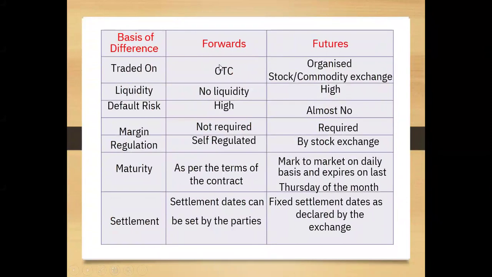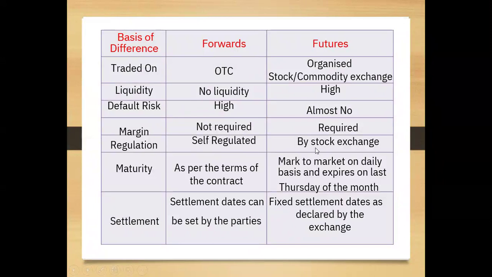Forwards are traded on the over the counter exchange, while futures are traded on an organized stock exchange or organized commodity exchange. Liquidity: there is not much liquidity in forwards, but high liquidity in futures. Default risk is very high in forwards because they are traded in the over the counter exchange, and the credit risk, default risk, or counterparty risk will be very high in forwards, whereas in futures it is almost none. Margin is not required in forwards, but it is required in futures.